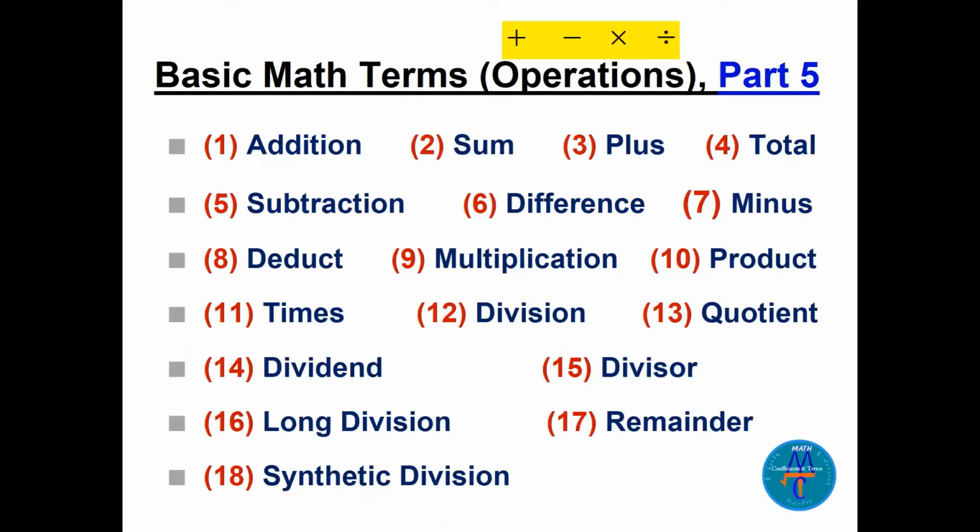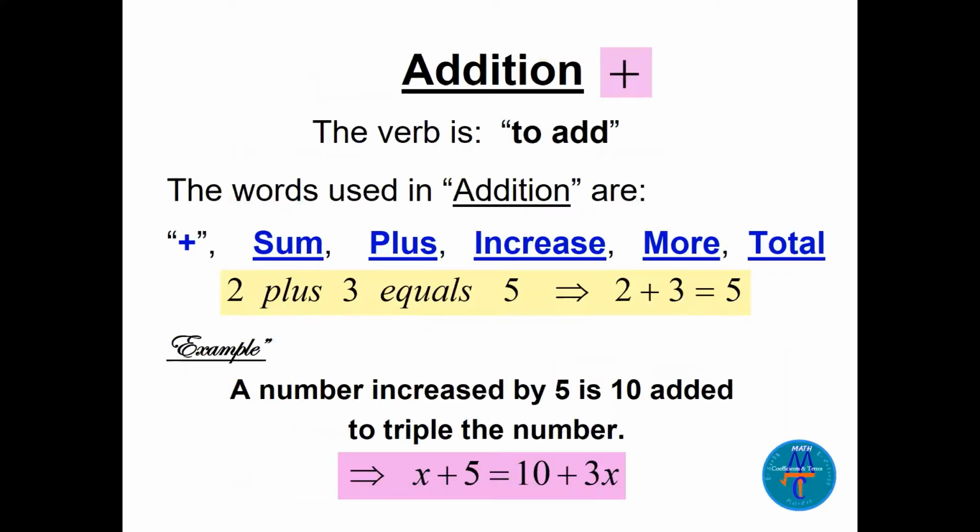So I just go quickly here: addition, sum, plus, total, subtraction, difference, multiplication, product, times, division, quotient. You see the quotient here, number 13. When you divide something over something, this is the result. We call it quotient, dividend, divisor, long division, remainder, synthetic division. Some of them are not clear. So let's go and start with addition, the easiest thing we can do in math.